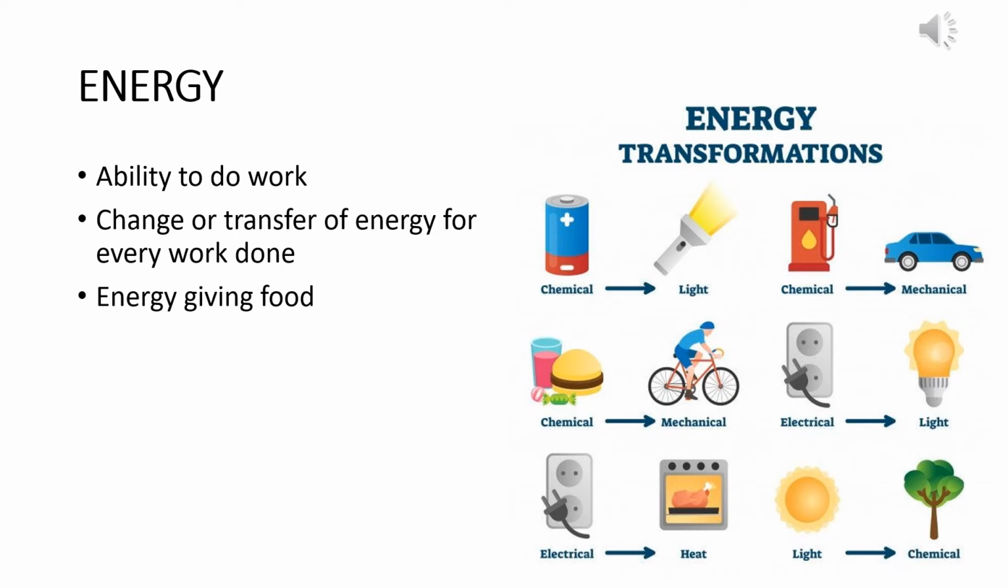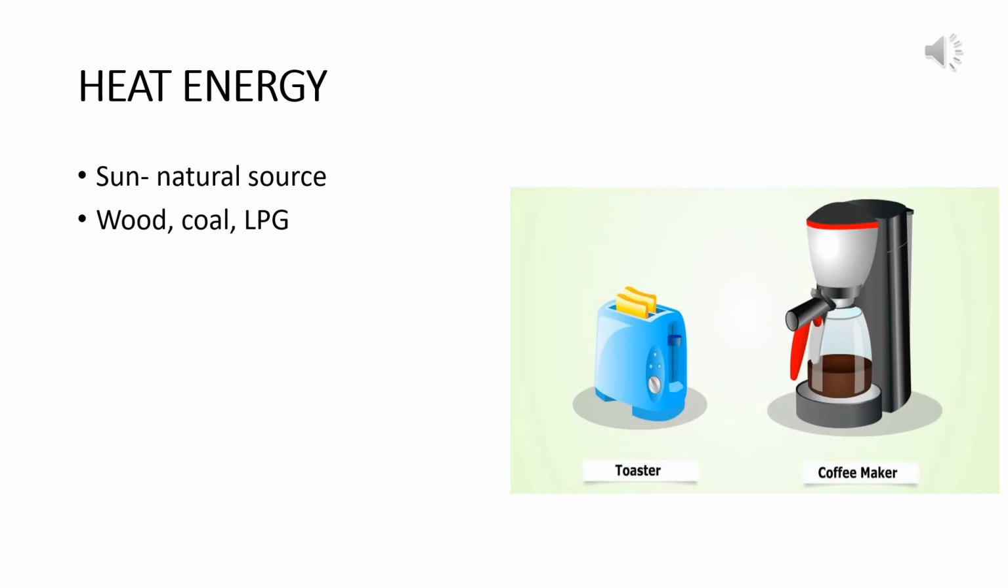So like this, all of the energy forms are just transforming from one form to another form to do some work. These are some appliances which use heat energy for doing work. So there is a toaster. The toaster needs to be connected to an electrical supply, and when we switch on the supply, that electrical energy is going to transform into heat energy, and that heat is going to toast the bread. So here the transformation of energy is from electrical energy to heat energy.